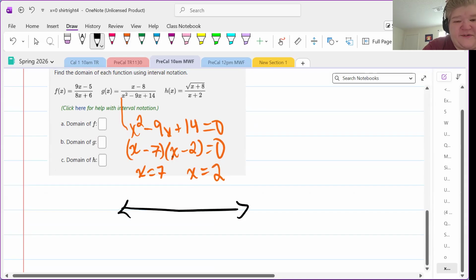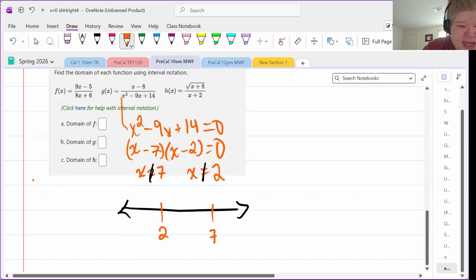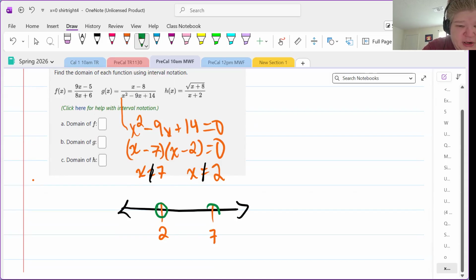But these are the values that make the denominator 0, so these are actually no values. x can equal anything except 2 and anything except 7. So when we do the number line, I'm going to put an open circle on 2 and an open circle on 7, and I shade in everything else.